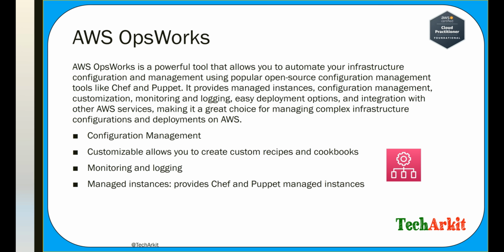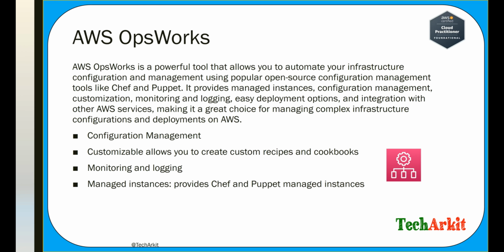AWS OpsWorks. AWS OpsWorks is a powerful tool that allows you to automate your infrastructure configuration and management using popular open source configuration management tools like Chef and Puppet. So this is a configuration management tool. For example, say that you have some tools like Ansible, Chef, Puppet, right?